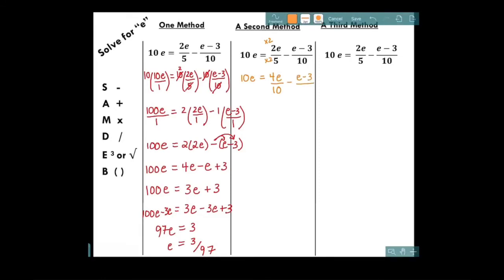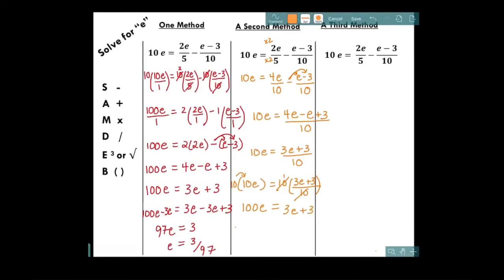The next example takes the first term on the right-hand side and multiplies by 2 so that we have a common denominator of 10. Since we have a common denominator of 10, we can write everything on the right-hand side all over 10, and we can simplify in the numerator. 4e minus e gave us 3e. Then we can multiply each term on the left and the right by 10 to clear the denominator on the right-hand side. We get 100e equals 3e plus 3. We'll subtract 3e from each side. We get 97e equals 3, and when we divide by 97, we get 3 over 97 for e.